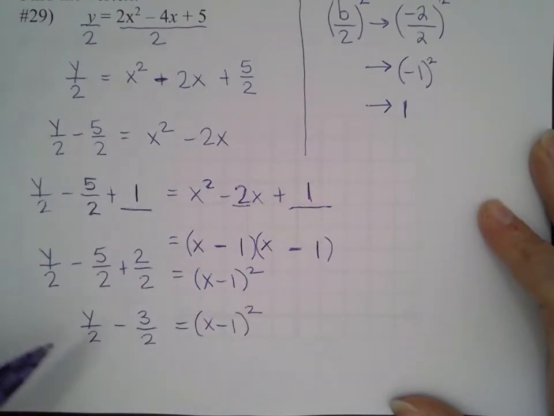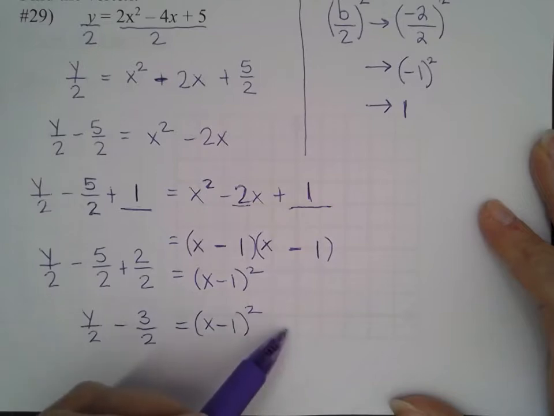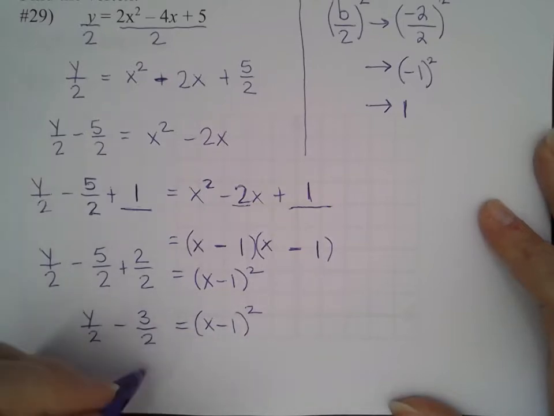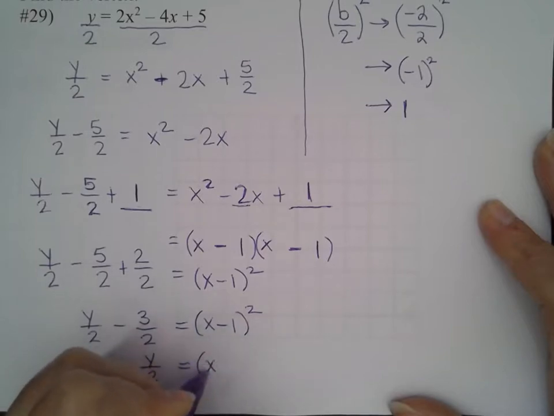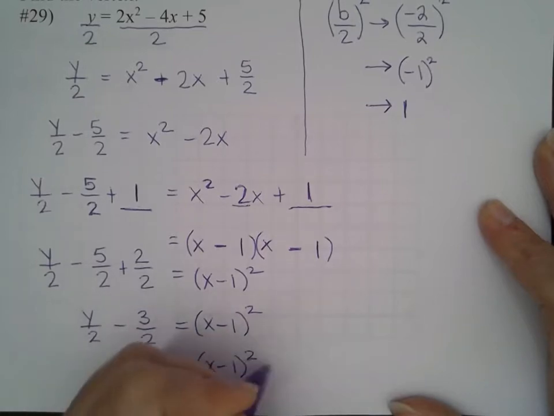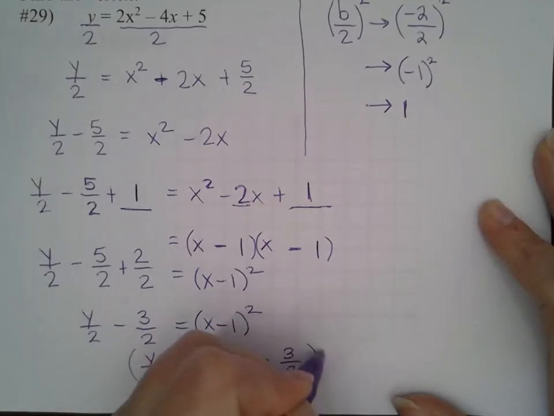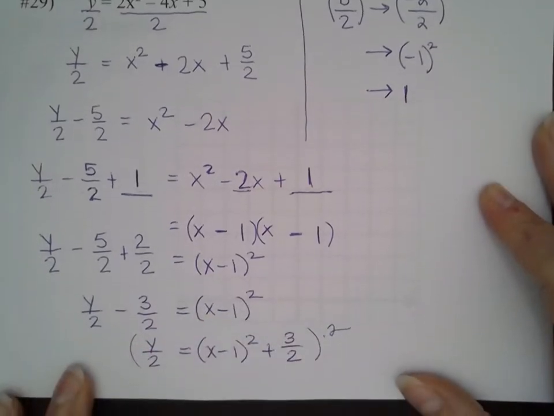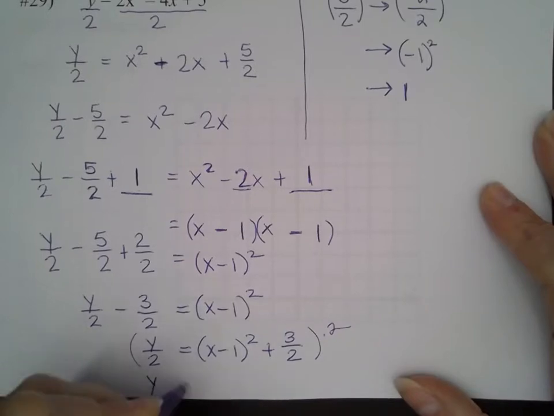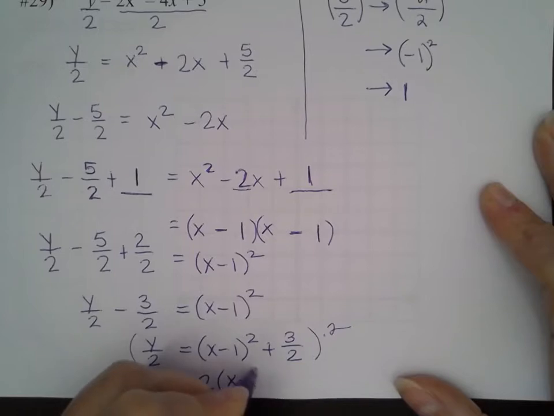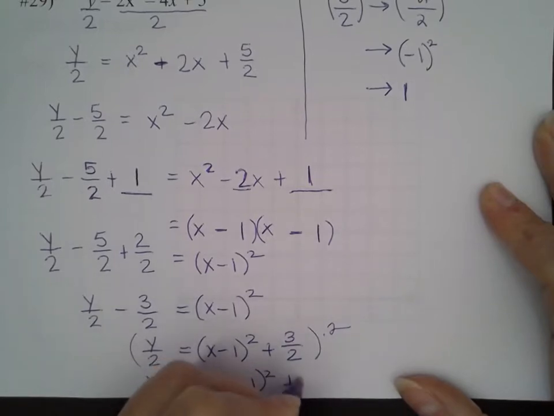For the last step, I'm going to move the 3/2 back over here. So I'm adding 3/2 to both sides. And then I'm going to multiply everything by 2. So that's going to leave me with just y. 2 times x minus 1 squared plus 3.